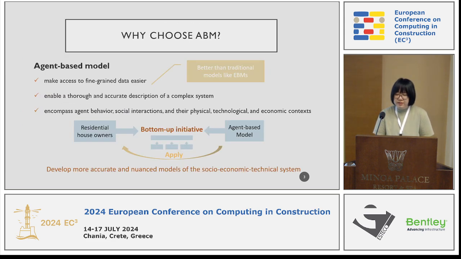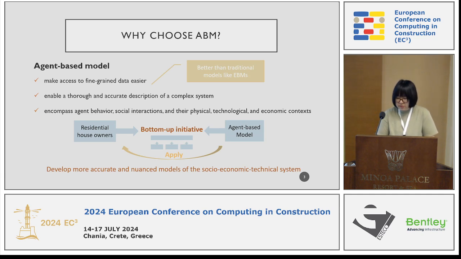So why do we choose an agent-based model? Agent-based models are now often used in energy-related investment or adoption modeling to examine producer and consumer behavior. Compared to previous modeling techniques like equation-based models, agent-based models make access to fine-grained data easier while also enabling a thorough and accurate description of a complex system, encompassing agent behavior, social interactions, and their physical, technological, and economic context.